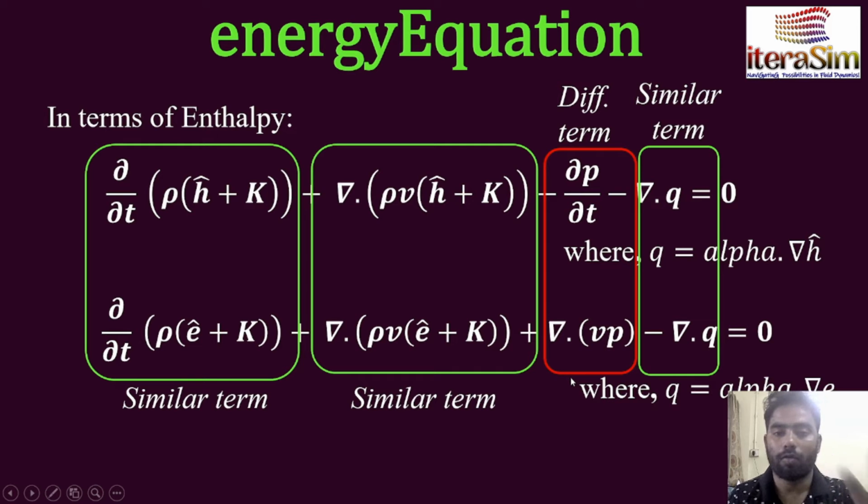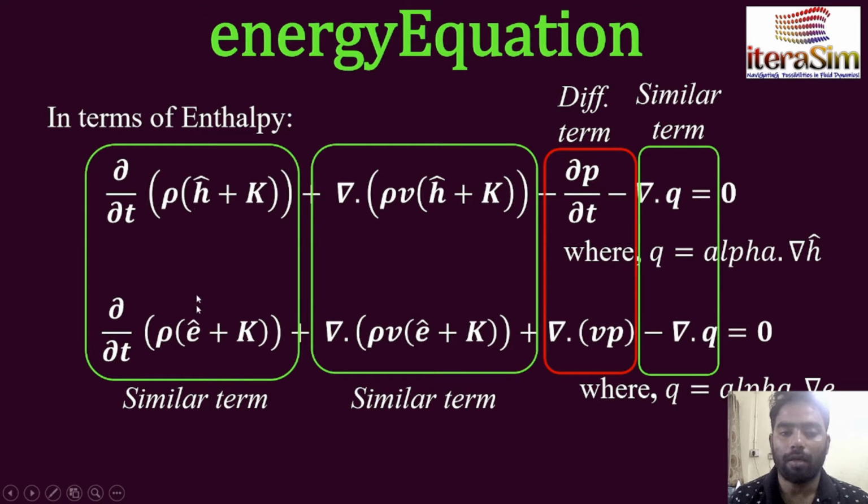If we correlate the different terms of these two equations, you can see that these terms are similar. The first term, the transient term, is similar. The second term, the divergence term, is also similar. This one is different in both equations. Here it is del p upon del t, and this term is del dot V into p. And this is also a similar term. I am saying similar, not equivalent. This is just a similar term.